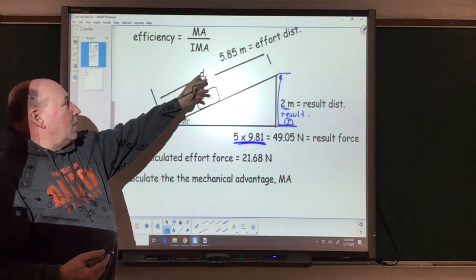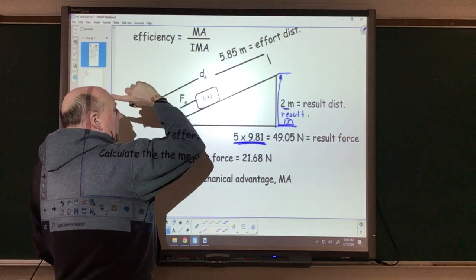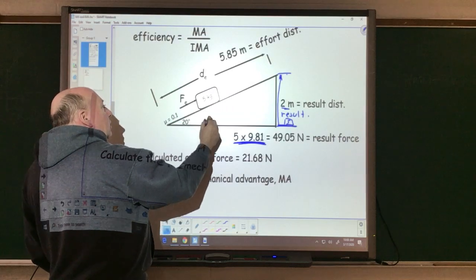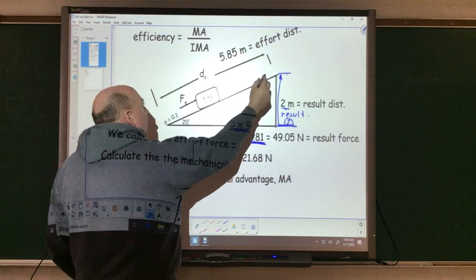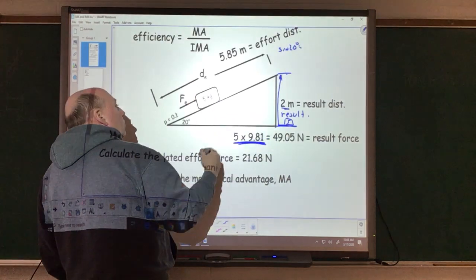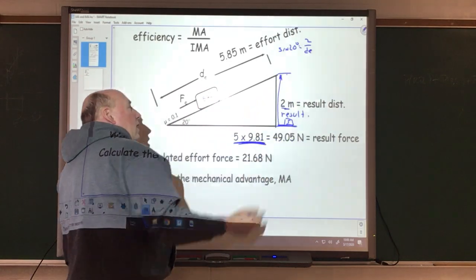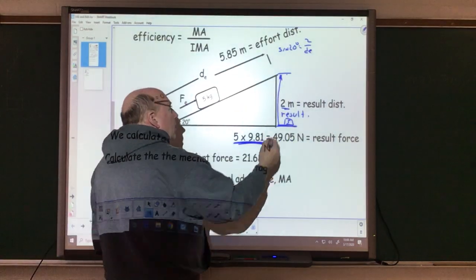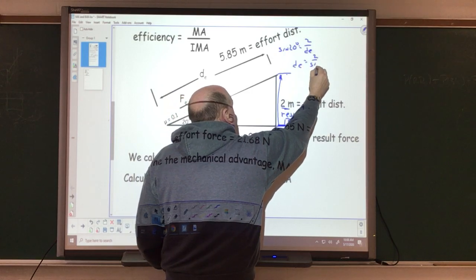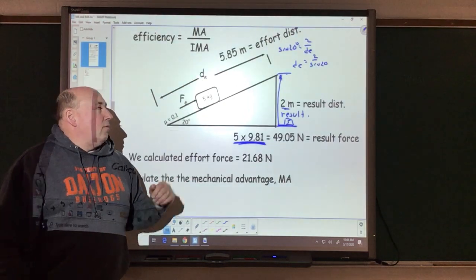The effort distance we calculated by, once again, dealing with our trig ratio. We had this distance here, and we know this is 2. We had the sine of 20 degrees equal to this 2 over this effort distance, and we took the value of 2 and divided by the sine of 20 degrees. That gave us our effort distance of 5.85 meters.